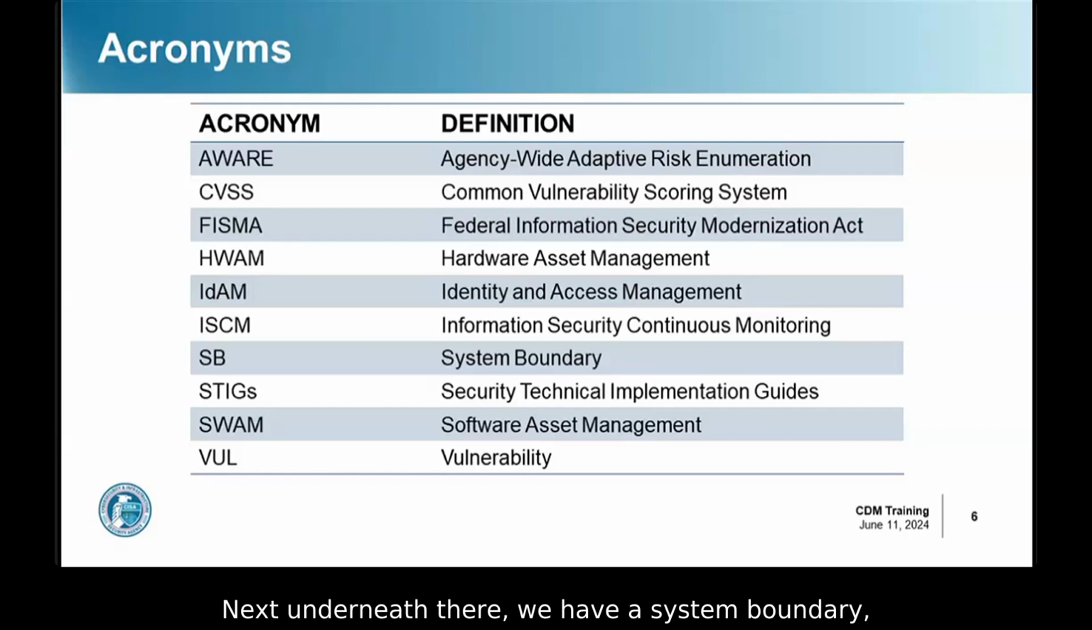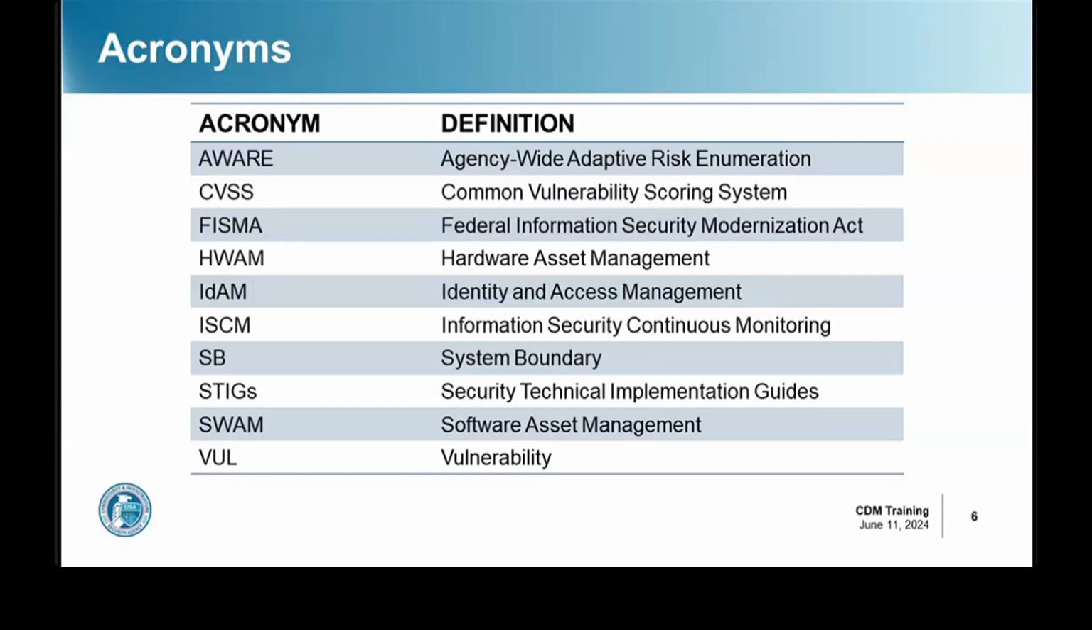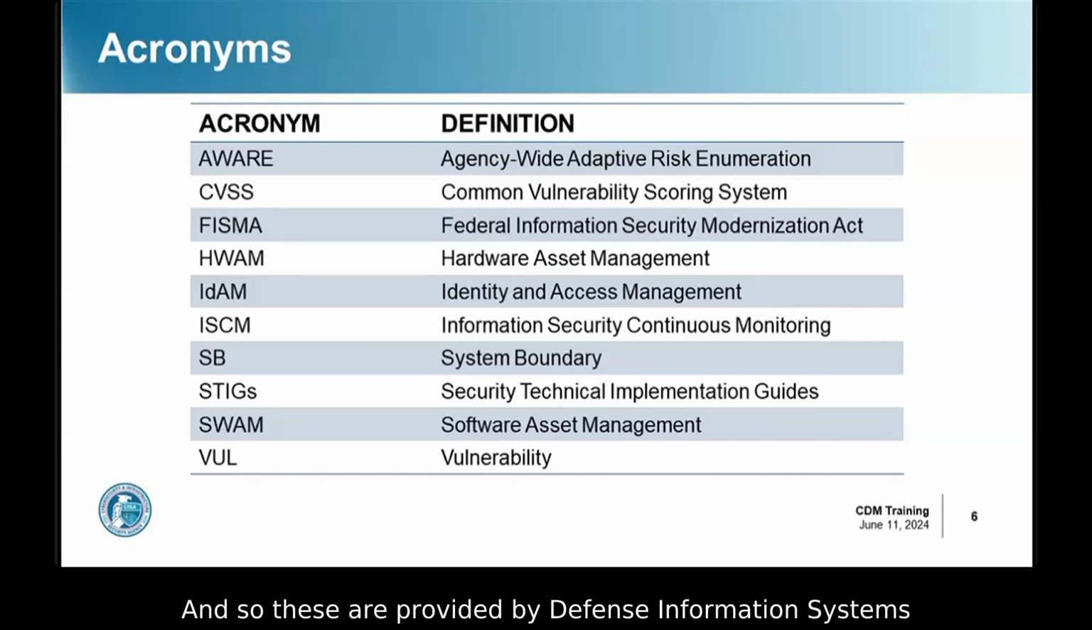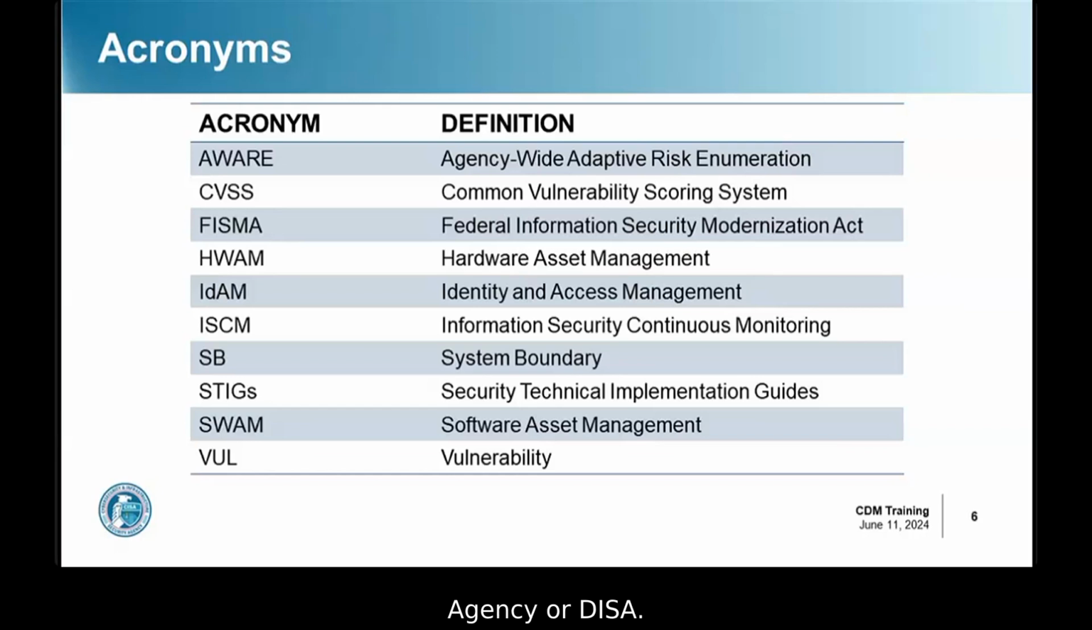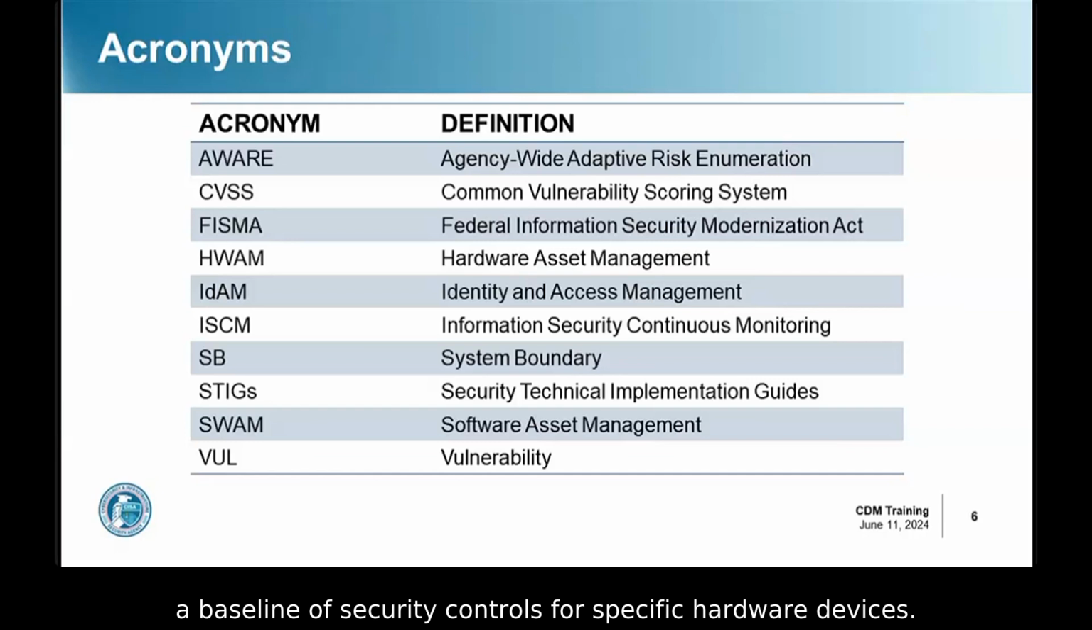Next, underneath there, we have a system boundary, which we refer to as SB, and it essentially identifies all the components of an information system and also determines where one system ends and another begins. Next, we have STIGs, and so these are provided by Defense Information Systems Agency, or DISA, and they provide guidance on implementing a baseline of security controls for specific hardware devices.